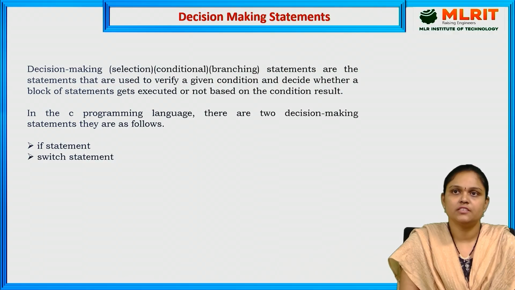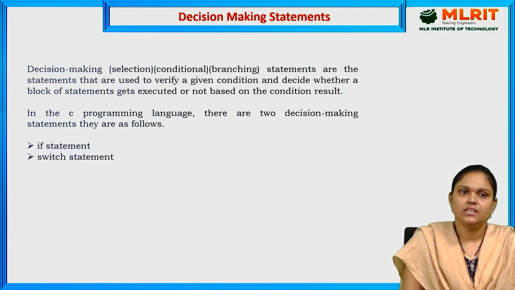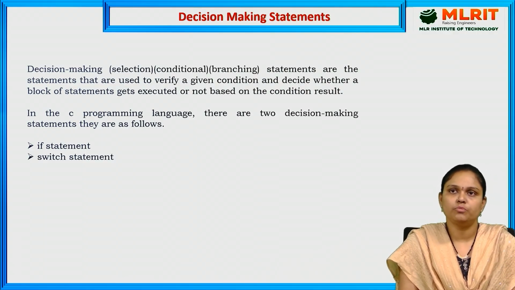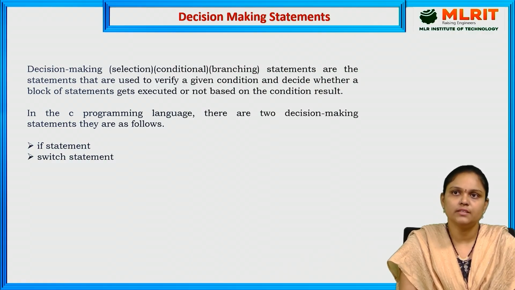So coming to the decision making statements. In the C programming language, we have a top to bottom approach, which means the first statement we have written will be executed first, and then the second statement will be executed second, and so on till the end of the program.